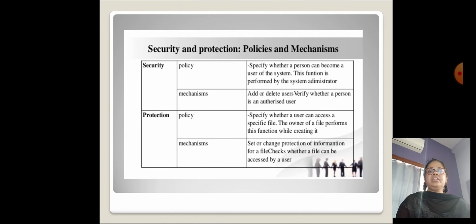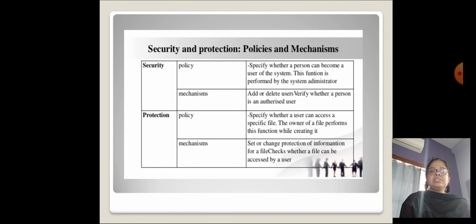Now, security and protection, policies and mechanisms. Security policy specifies whether a person can become a user of the system. This function is performed by the system administrator. Mechanism: add or delete users, verify whether a person is an authorized user.